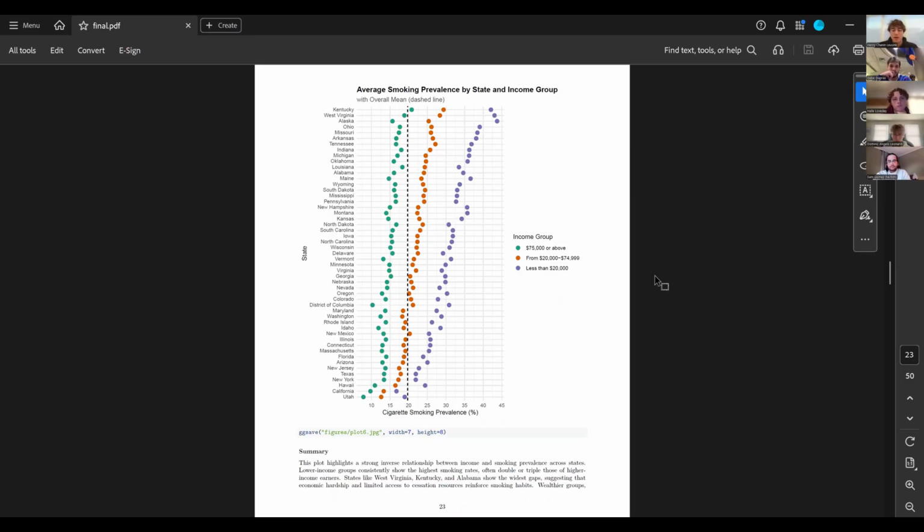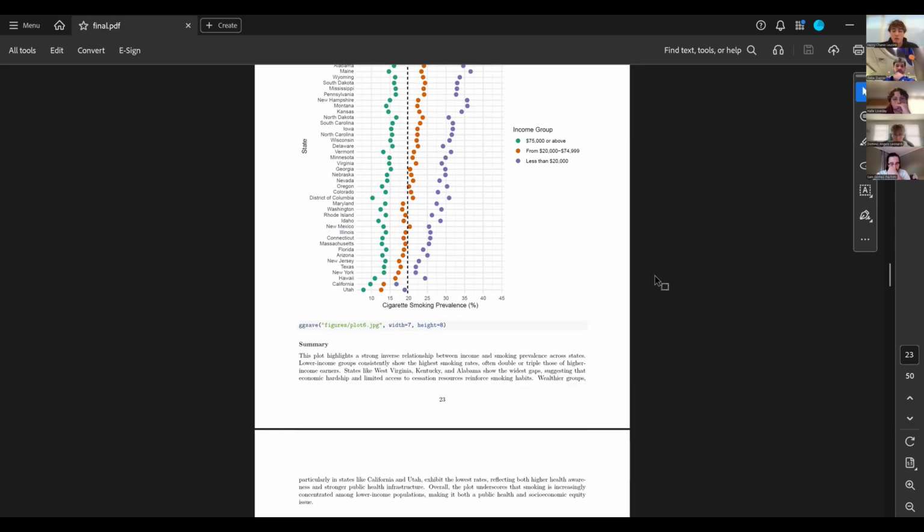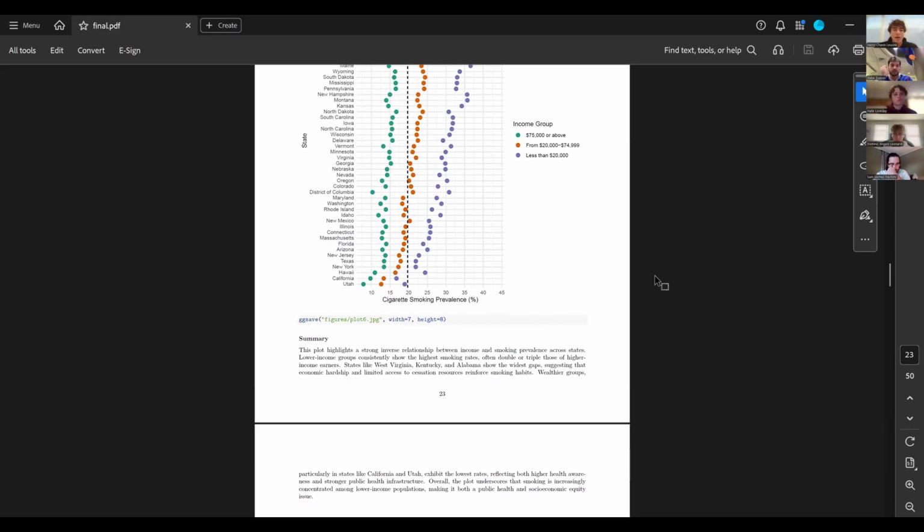And we see that higher smoking prevalence, which really helps us build the hypothesis that Sam was building on earlier, that with higher income, there's going to be less smoking, and with lower income, there's going to be a higher usage of cigarettes. The wealthier groups, obviously like states like California, exhibit these lowest rates, which reflect higher awareness and maybe the ability to spend money on these other areas.